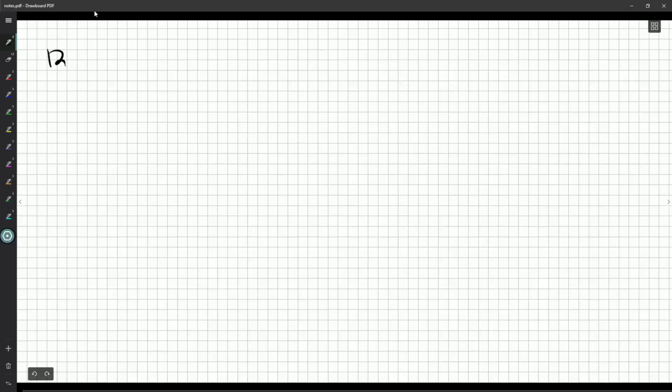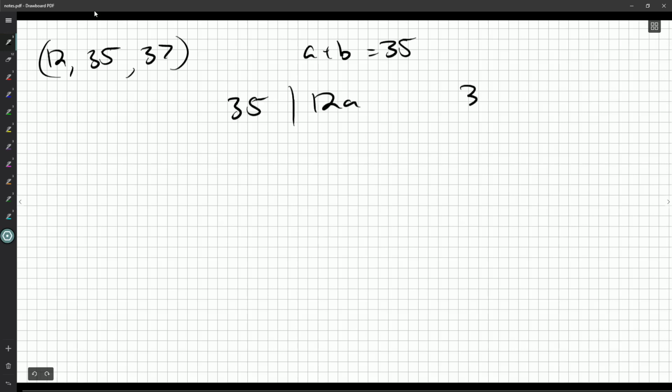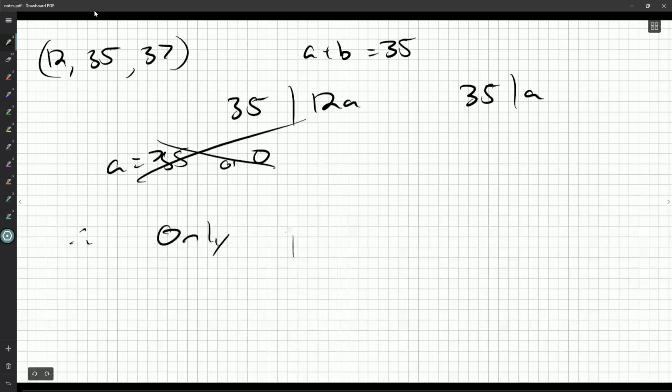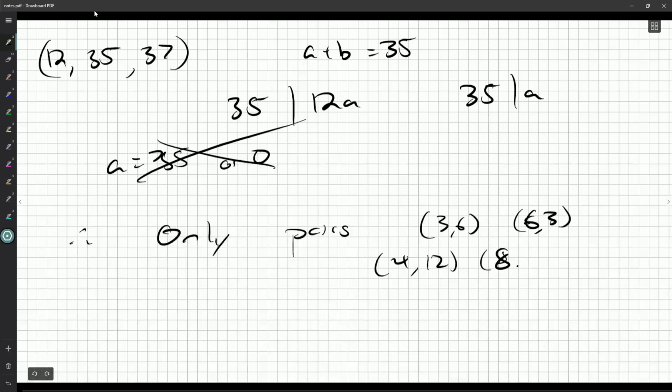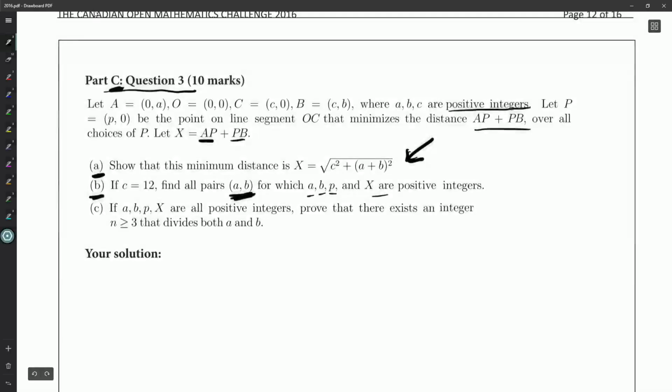Well, we could have 12, 35, 37. A plus b would be 35, which is really big. So 35 would need to divide 12a, so 35 would need to divide a. No common factors between 12 and 35. So a is 35 or 0. Neither one will work. So the only pairs we're looking at are 3, 6, 6, 3, 4, 12, 8, 8, and 12, 4. And there we go. So 5 pairs, and we've figured them out. We've got all the pairs.